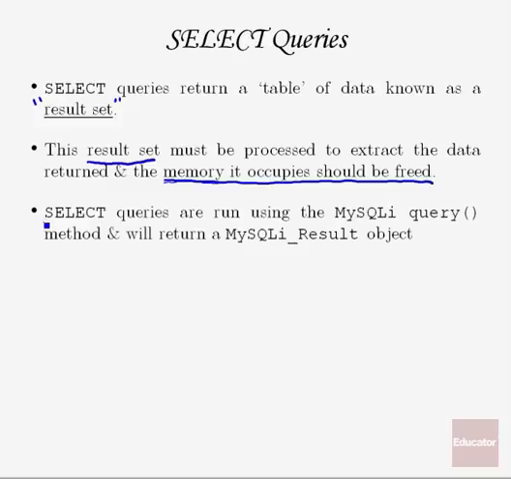Basically, select queries are run in the same way that we learned how to run our insert queries. You simply run them using the query method of our MySQLi object. The difference is that when you run a select query, assuming the query was successful, it's going to return a result set in the form of a new object that we're going to learn about called MySQLi_result, which is basically an object that encapsulates the result set returned from a select query. If it's not successful, it returns false.